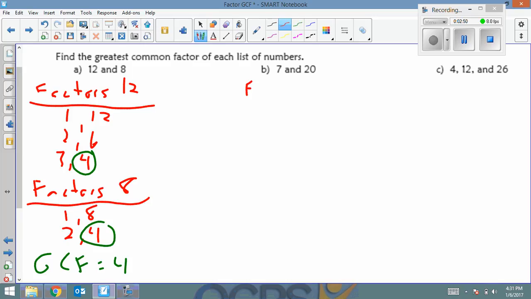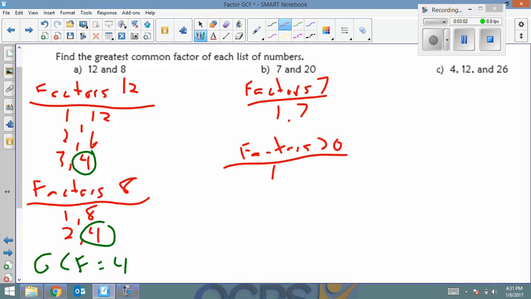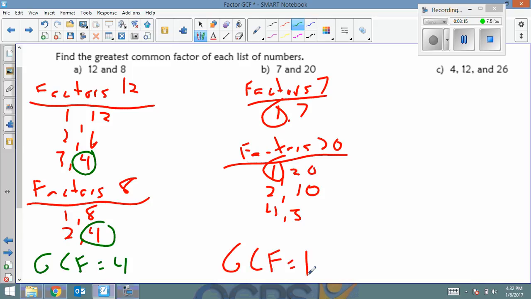Same thing, we're going to do factors of 7, which is just 1 and 7. That's all that goes into it. And then here we got factors of 20. So it's 1 and 20, and 2 and 10, and 4 and 5. Well, the biggest number that's involved in both of these is 1. So that means our GCF is equal to 1.